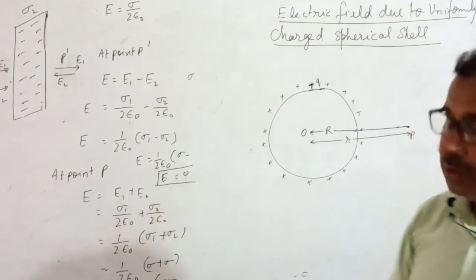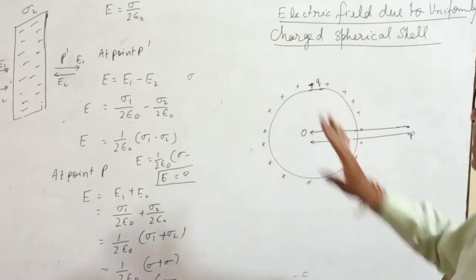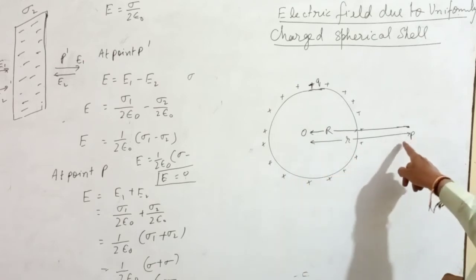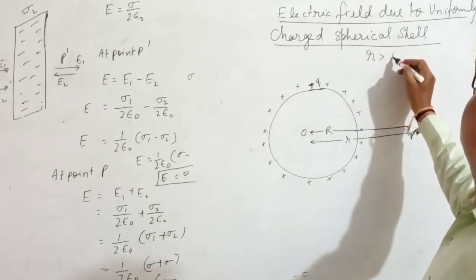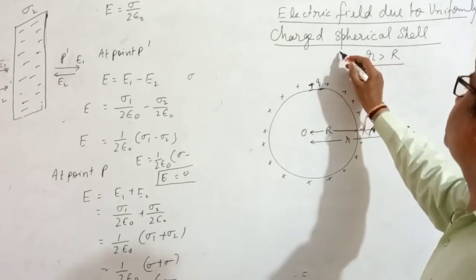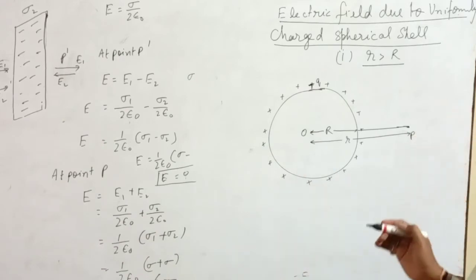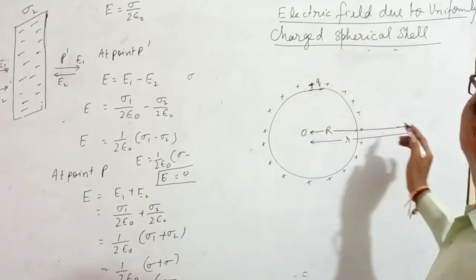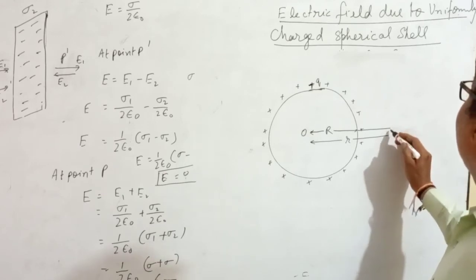You have a spherical cell that has charge plus Q. Due to that, you want to find out the intensity of electric field at point P, which is at small r distance. In this condition, small r is greater than capital R. This is the first condition. When small r is greater than capital R, it will become difficult to make the diagram, so I should take a small distance. I should take point P here.